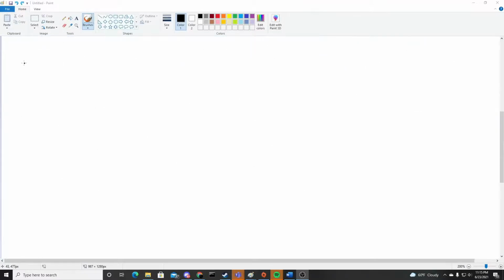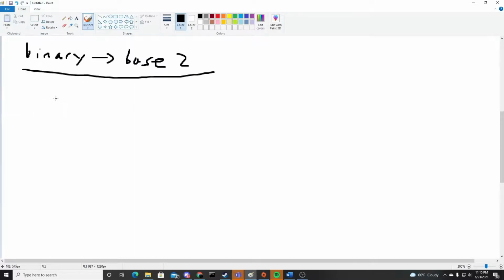Again, we know that binary is base 2. Base 2 because the radix of binary is just 2, since we can only have 0 or 1 in each position in our binary number. So because it's base 2, the radix complement would be called 2's complement, again because 2 is our base. So let's write 2's comp.